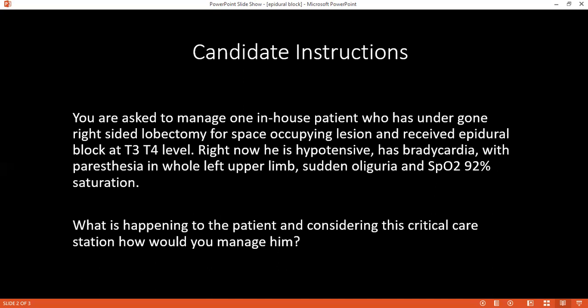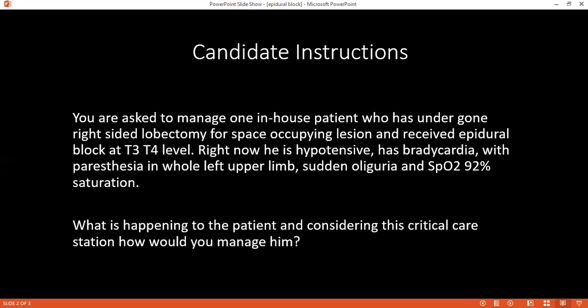Can you please tell me what type of inotropes would you give to the patient and why? I will give positive inotropes, mainly alpha adrenergic agents such as metaraminol or phenylephrine. Why? Because they increase the vascular resistance and increase the preload.